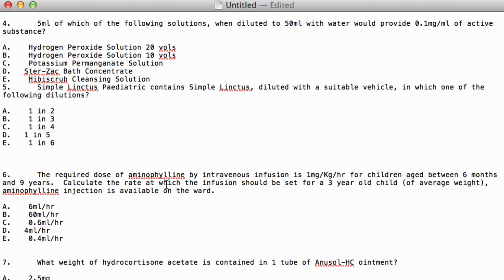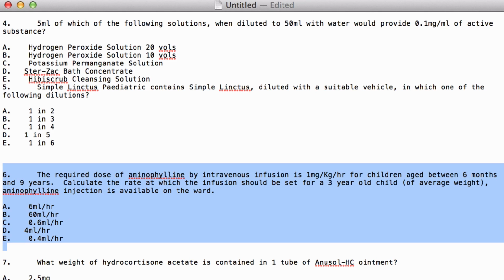Okay, let's do this one, number 6. The required dose of aminophylline by IV infusion is 1 mg per kg per hour for children aged between 6 months and 9 years. Calculate the rate at which the infusion should be set for a 3-year-old child of average weight. Aminophylline injection is available on the ward. So for a 3-year-old child, the weight is 14 kilos. Okay.